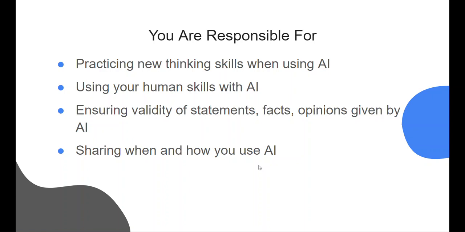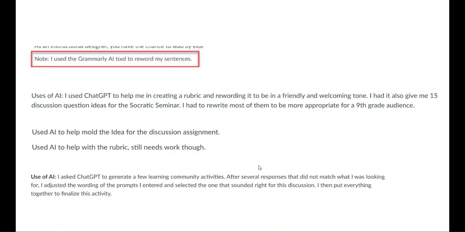So you can see here's some examples of what students in the past have done. They just add a comment. I use Grammarly AI to reword my sentences. Or I used it to help me create a rubric and reword it. I had it give me 15 discussion questions. I had to rewrite most of them to be more appropriate. So I really appreciated that feedback so I can see what we're doing and we can decide whether that's appropriate or not. I helped it mold the idea.